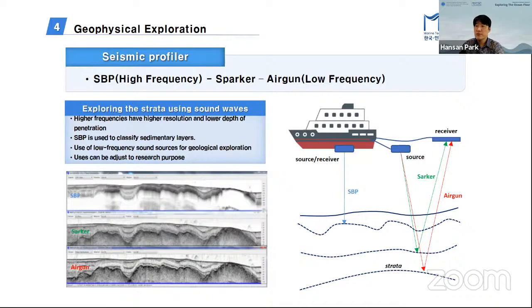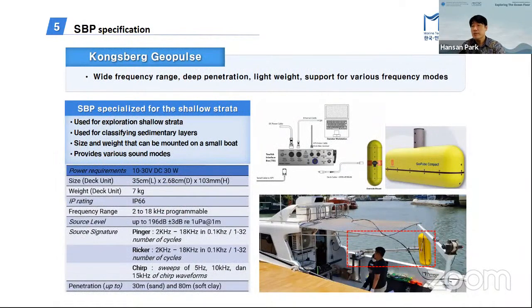Look at the result of strata exploration on the left side. On the left side of the slide, SBP is useful for identifying the natural and the deep strata of the airgun. So the equipment operated by MTCS is an SBP, which is Kongsberg's GeoPulse model. It is a side mount method that is mounted on the starboard of our boat, and the operation method is very simple. The transmittance is about 30 meters in the sand layer and 80 meters in the mud layer. It has good characteristics to use in Indonesian waters, I think.